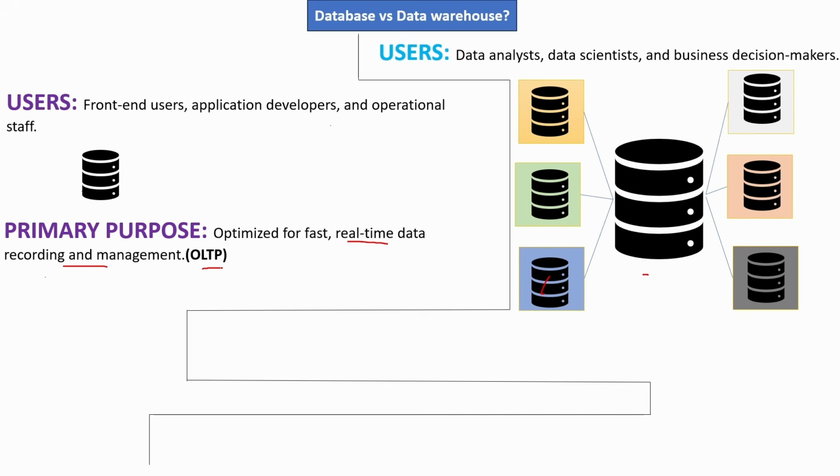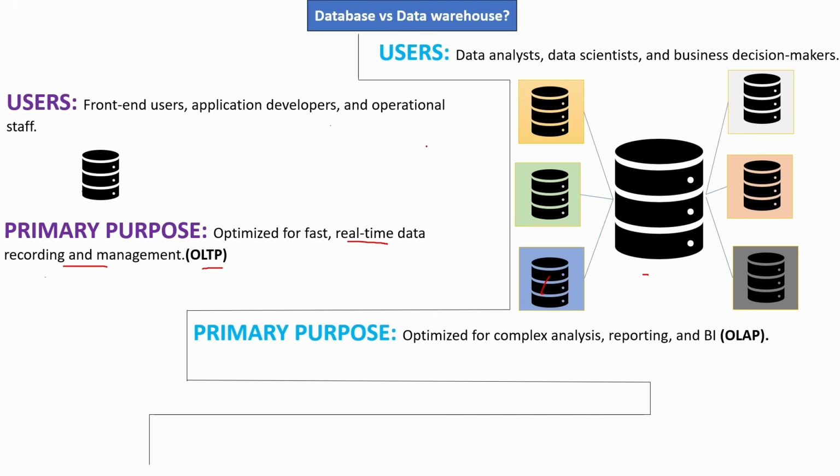Similarly, data warehouses are used by data analysts, data scientists, and business decision makers. The primary purpose is that they are optimized for complex analysis, reporting, and BI. So this we call OLAP, and in a database, the system we call OLTP. We will obviously deep dive into those in the coming few minutes.